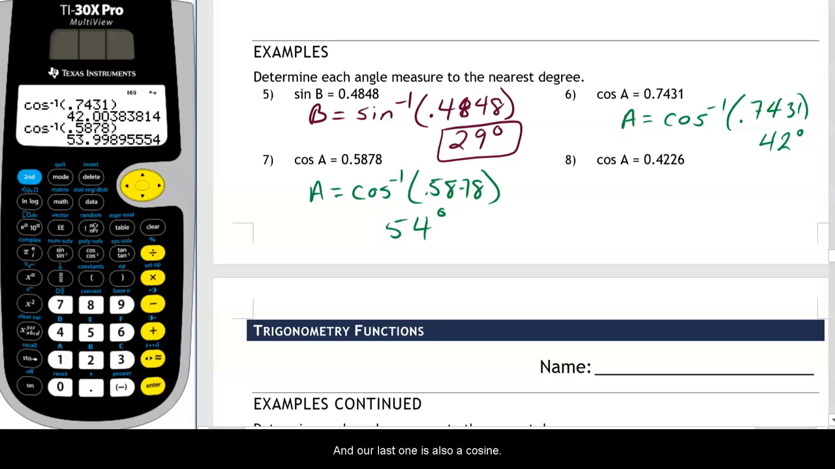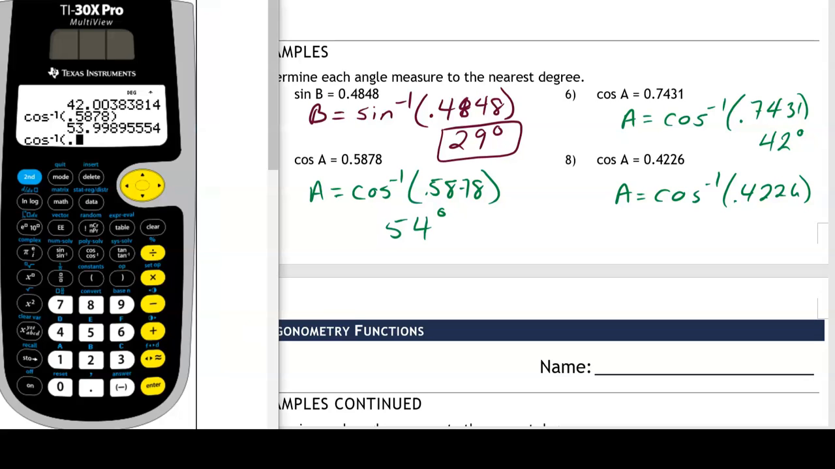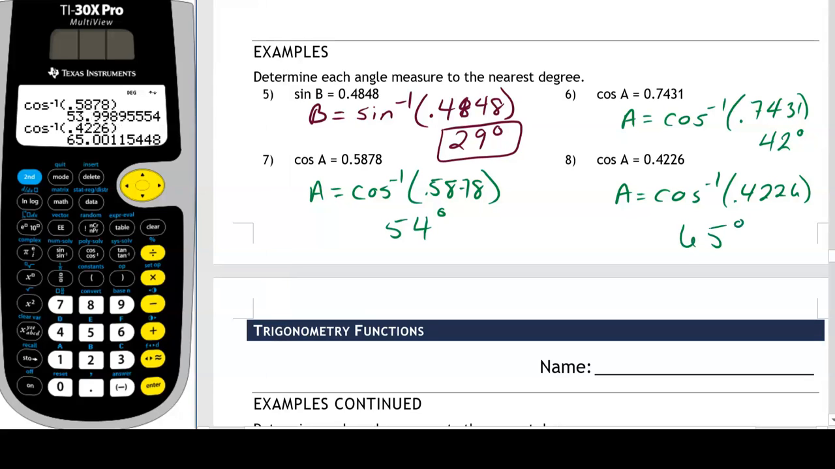And our last one is also a cosine. So A would equal inverse cosine of 0.4226, and that would be 65 degrees. So those would be our angle measures for those 4 problems.